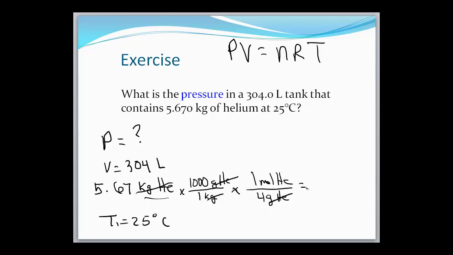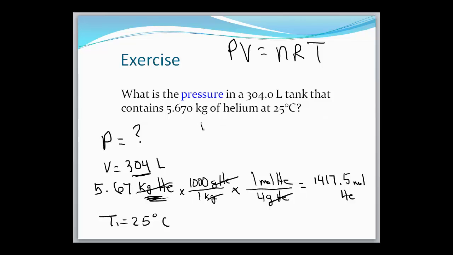Let's do the math. And we get 1,417.5 moles of helium. Now that might sound like a whole lot, but look at our values here. 5 kilograms of helium, that's a lot of helium. And that's in a container that's pretty large, 304 liters.